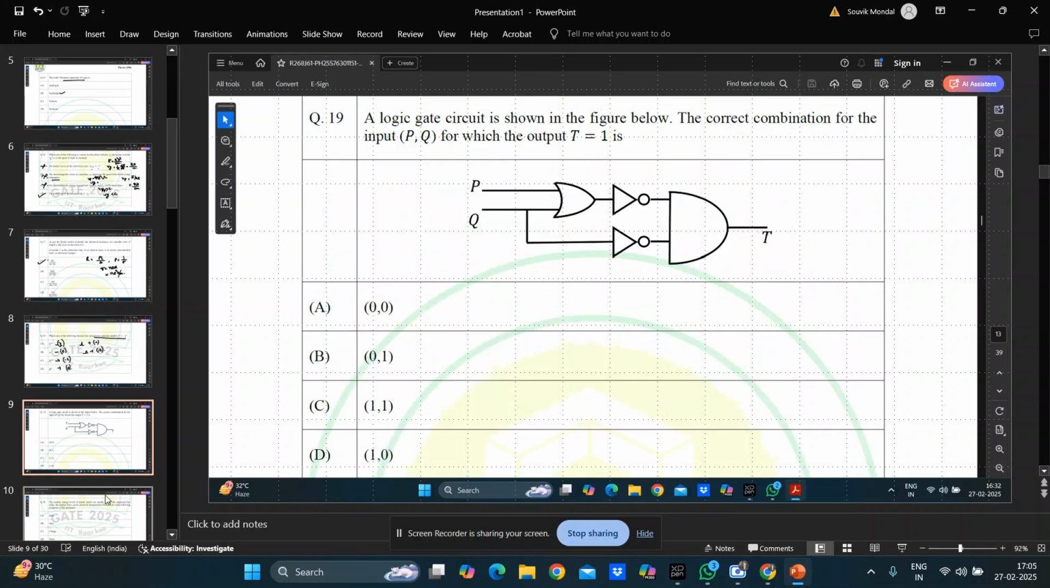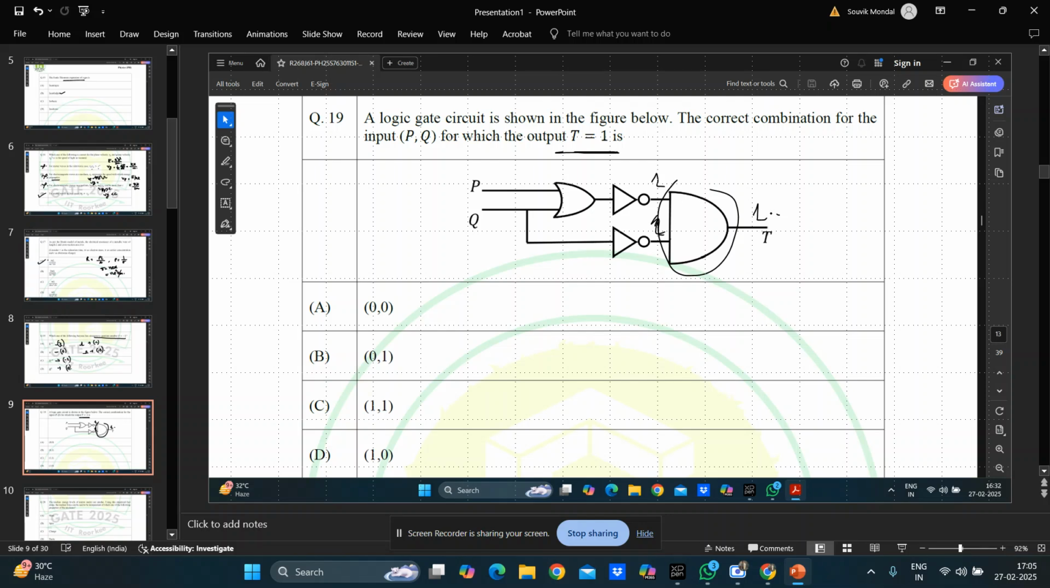Now for these, you have to get output t equal to 1. What should be your input? Don't check with the options. I will tell you a better way. Just do a backward calculation. So to get t equal to 1, now this is an AND gate. So both of these values should be equal to 1, right?